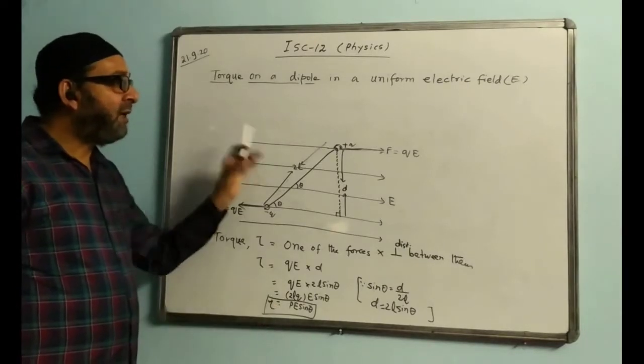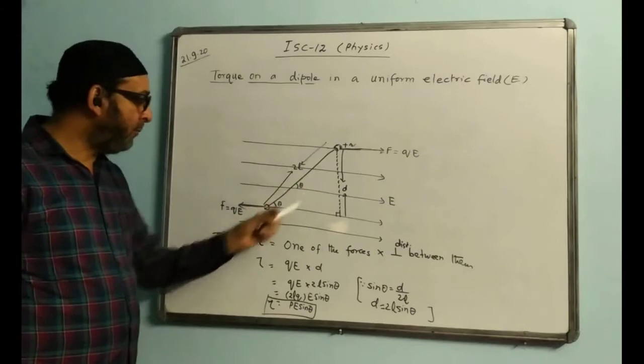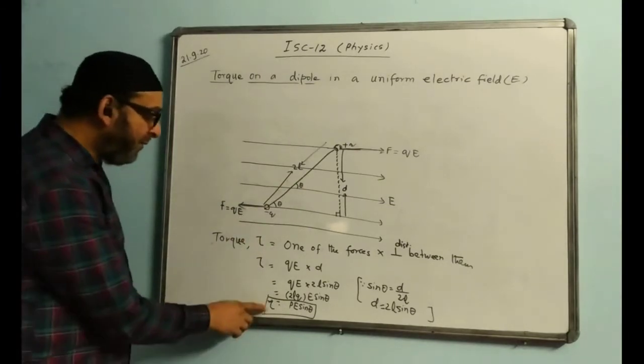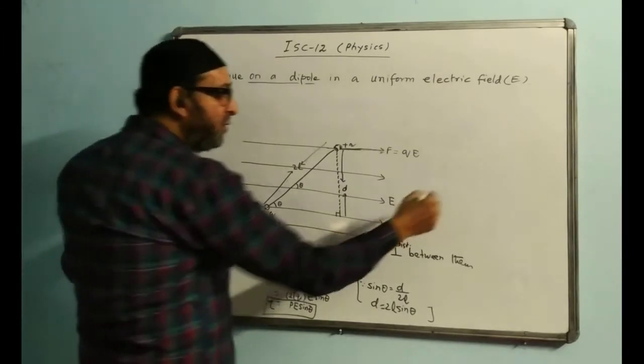This derivation may carry 3 marks: 1 mark for the diagram, 1 mark for writing it, and 1 mark for completing it. Torque as a vector quantity is written in vector form like this, so I am doing that here.